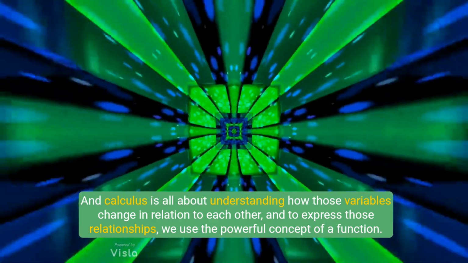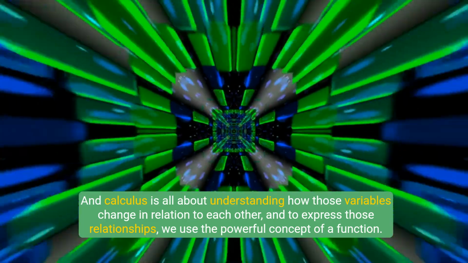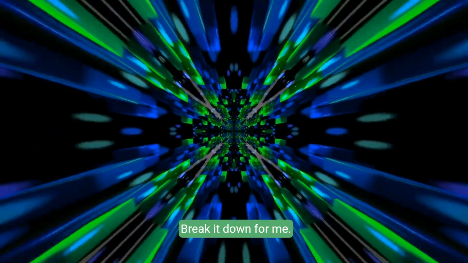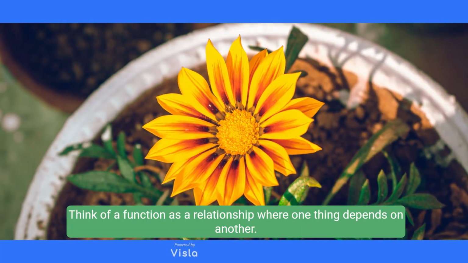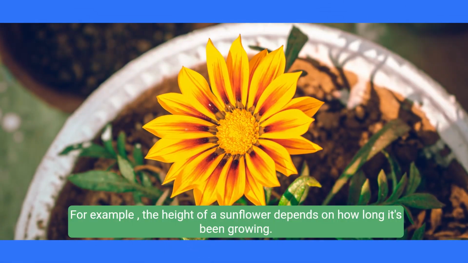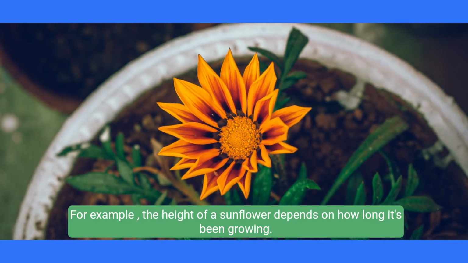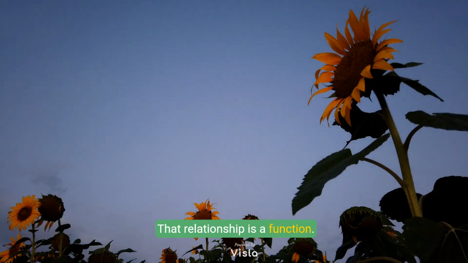And to express those relationships, we use the powerful concept of a function. All right, let's talk functions. Break it down for me. What are they all about? Think of a function as a relationship where one thing depends on another. For example, the height of a sunflower depends on how long it's been growing. The longer it grows, the taller it gets. That relationship is a function.